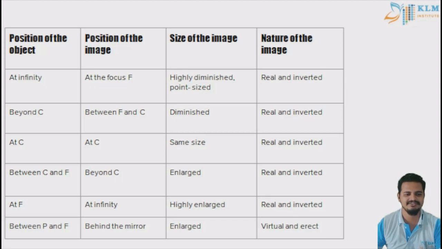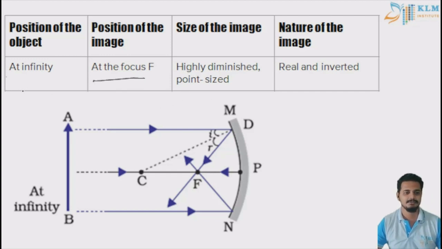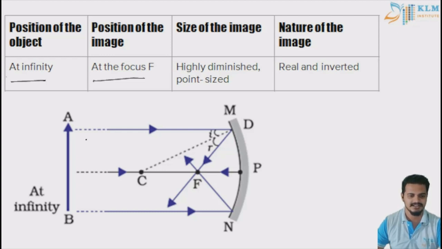Now this table should be very easy, because now we know how to determine the position and the size of the image very easily. We can use any two of the rules which we discussed to find the position and size of the image if the position of the object is given. Now let's consider the object is at infinity. Let's use the first rule. What does the first rule tell us? That if the incident ray is parallel to the principal axis, the reflected ray should pass through the principal focus F. Yes, and we can also use the third one.